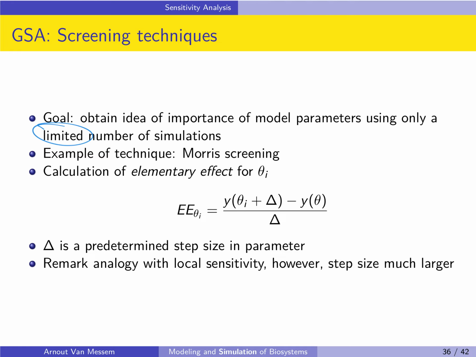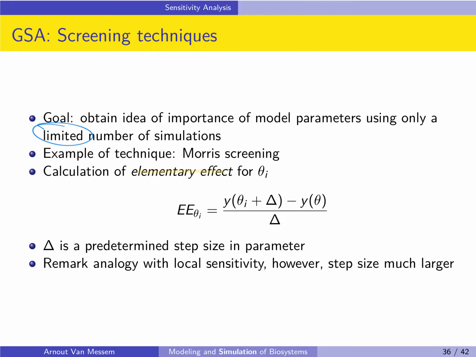Most of the popular screening techniques will make use of the elementary effect. Recall that we have p parameters, theta 1 up to theta p. The elementary effect for parameter theta i is defined as y evaluated in theta i plus delta minus y evaluated in theta, divided by delta.